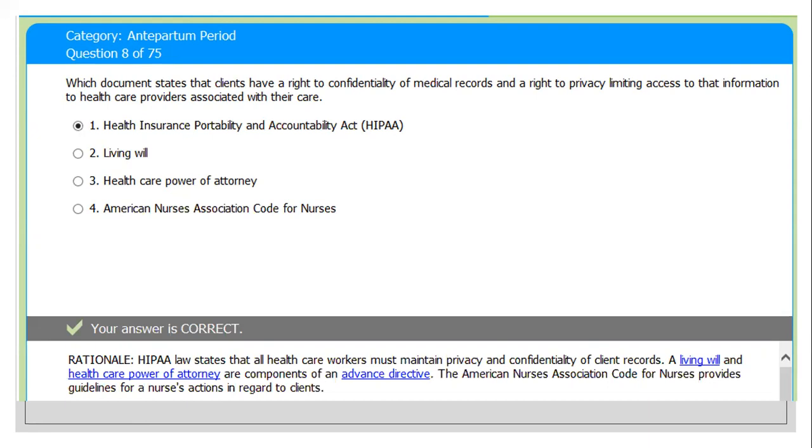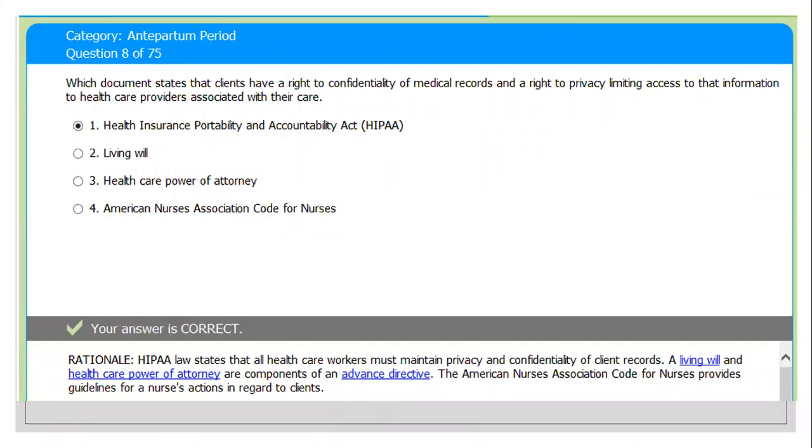So, as I told you, protect the health information. This is the main target or goal of HIPAA. So, a living will and healthcare provider are components of advanced directives.